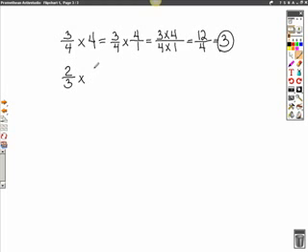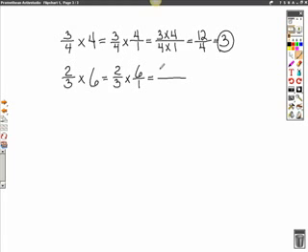2/3 times the whole number of 6. Once again, you must put this whole number in a fractional form. So we're going to say 2/3 times 6 over 1, because as I said earlier, any number divided by 1 is equal to itself. Then we're going to combine our numerators, and then we'll combine our denominators.